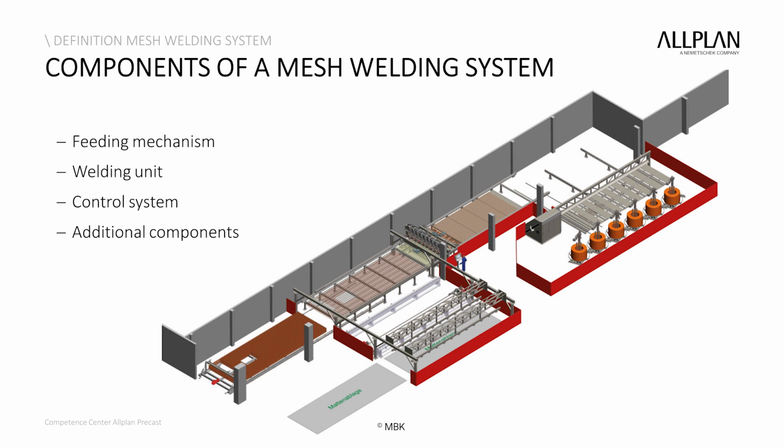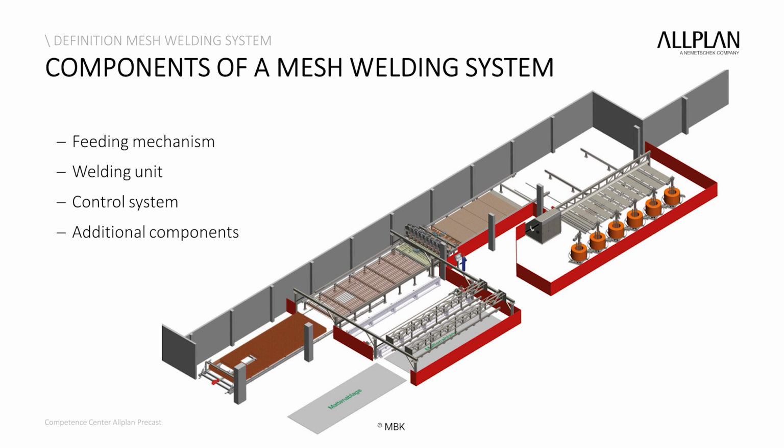Here we see the components of a mesh welding system. On the right side, we see the beginning of the process where the coils can be seen. Then the bars are straightened, cut, and placed on the table. From here they go to the welding unit. Depending on the specific system and application, for example, a single bar or a mesh bending is possible. In this picture, we can also see a separate bending unit close to the welding unit.